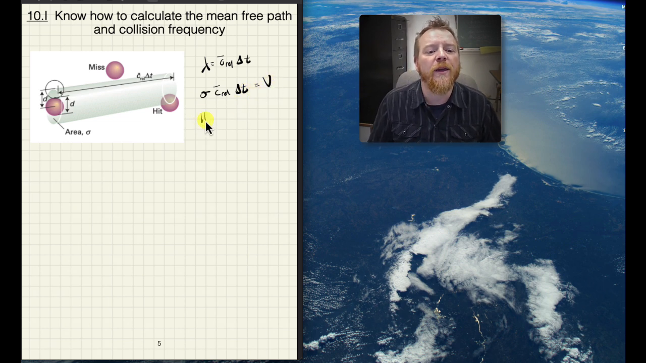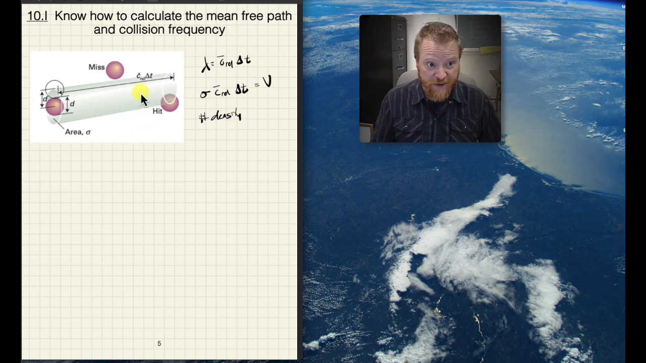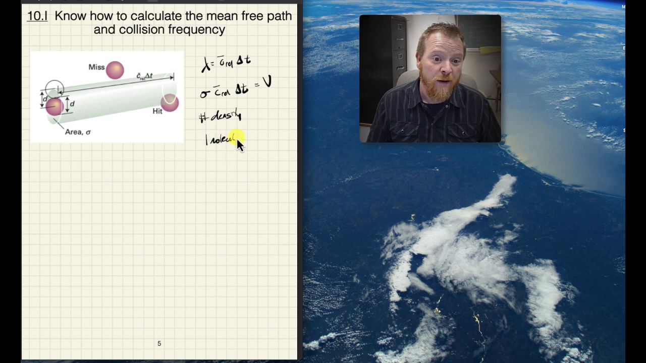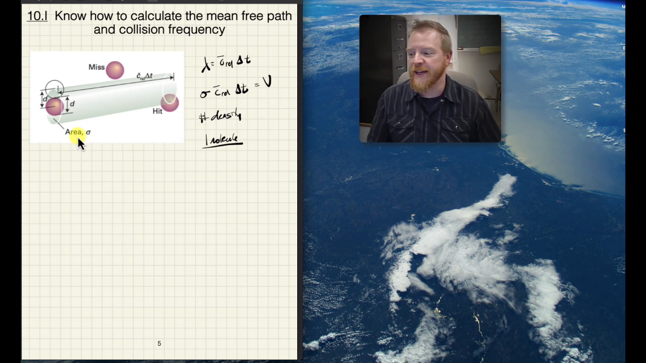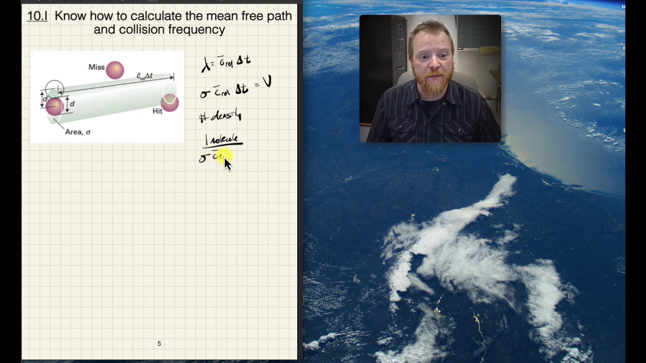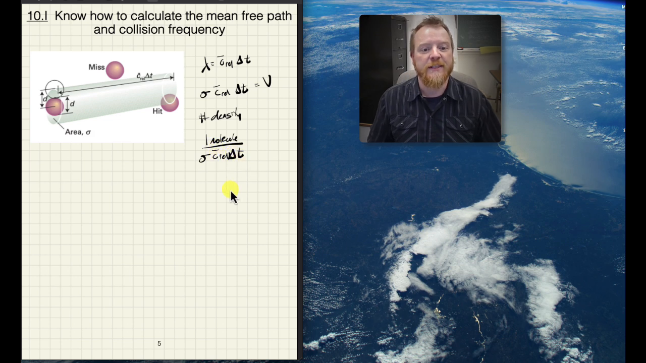And now if we want to think about our number density or concentration of this tube, we've got one molecule in there. So we place one of these just at the outside of the tube, and one molecule is inside of the tube. So that number density will be one molecule per unit volume, and that unit volume is sigma times C bar relative times delta T.